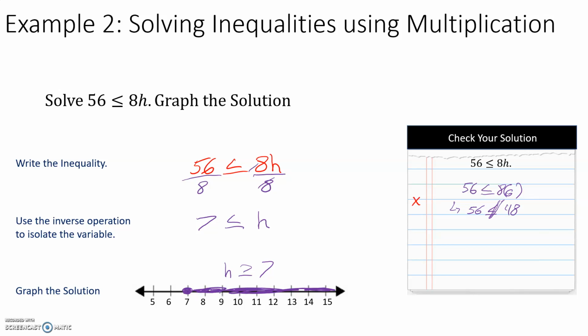Now I try another number. I'm gonna try 10. All right, I'm just gonna pick outside the box. I could do 8 as long as I pick any number on that side of the dot. So let's go, 56 is less than or equal to 8 times 10. 56 is less than or equal to 80, and that is true. So that is a possible solution.